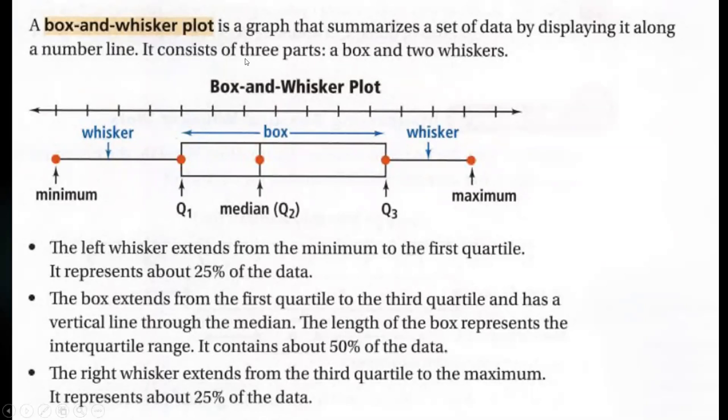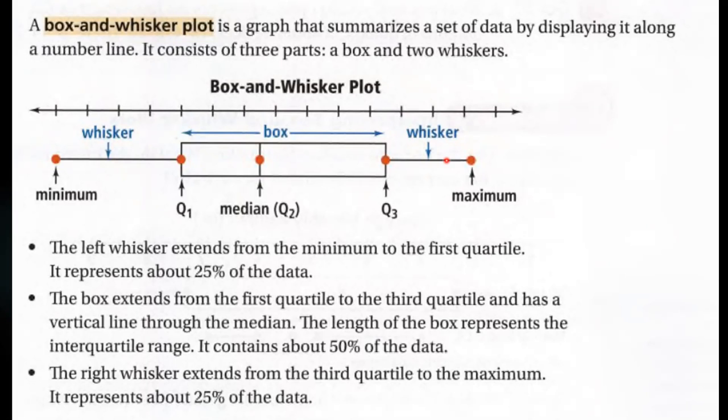Its name is box and whisker. It means I have a box and two whiskers. This is the box. And this is a whisker. And this is the second one, the second whisker. That's why we call it a box and whisker plot.